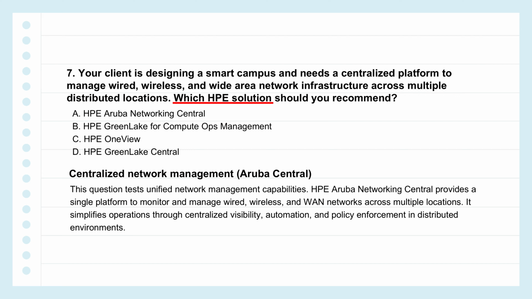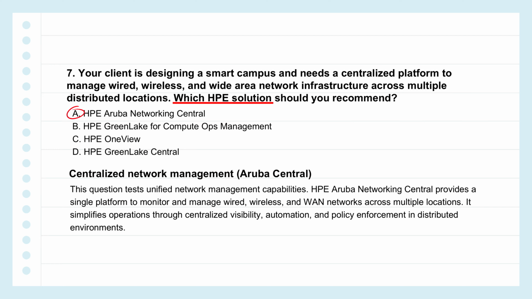The answer here is option A, HPE Aruba Networking Central. A smart campus is incredibly complex. You have thousands of IoT devices, employee laptops moving between buildings, and branch offices connecting over wide area networks, or WAN. Aruba Central provides a single, cloud-based interface to manage all of that telemetry, apply security policies, and monitor network health across the entire distributed footprint. So it takes the chaos of physical switches, wireless access points, and branch gateways and just unifies them into a single management pane.